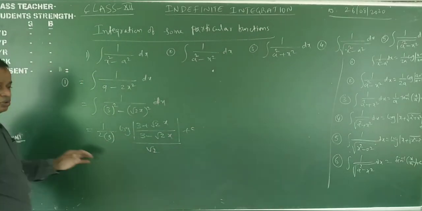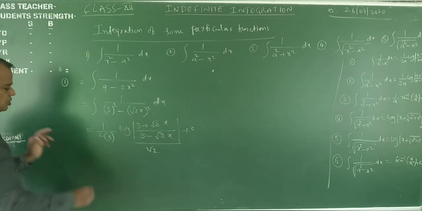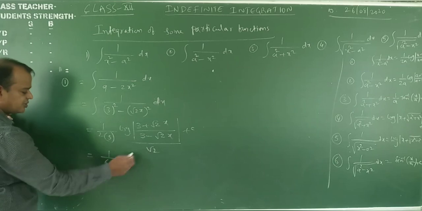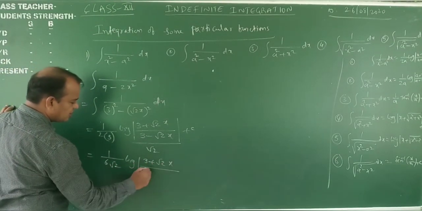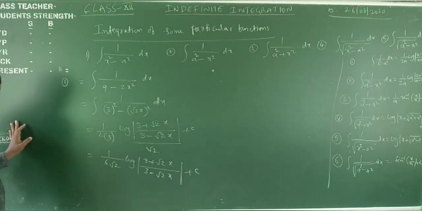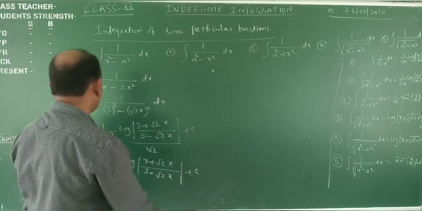Why by root 2? Because the derivative of 3 is 0, and the derivative of root 2x is root 2. That is 1 by 6 root 2, since 2 3s are 6, log mod 3 plus root 2x by 3 minus root 2x plus c, my dear students. Hope that you understood or not? Yes. Okay, next problem.